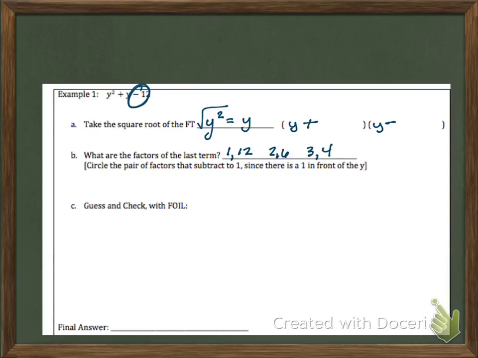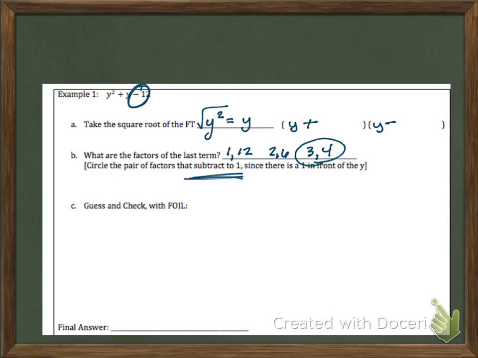And since there is a 1 in front of the y, we want factors that will subtract to get 1. The reason we're looking at subtracting is because the signs are different here, and so that's different than last time, when the terms were positive and we were adding. So we're subtracting to get 1. So that's going to be 3 and 4 that will subtract to get 1.